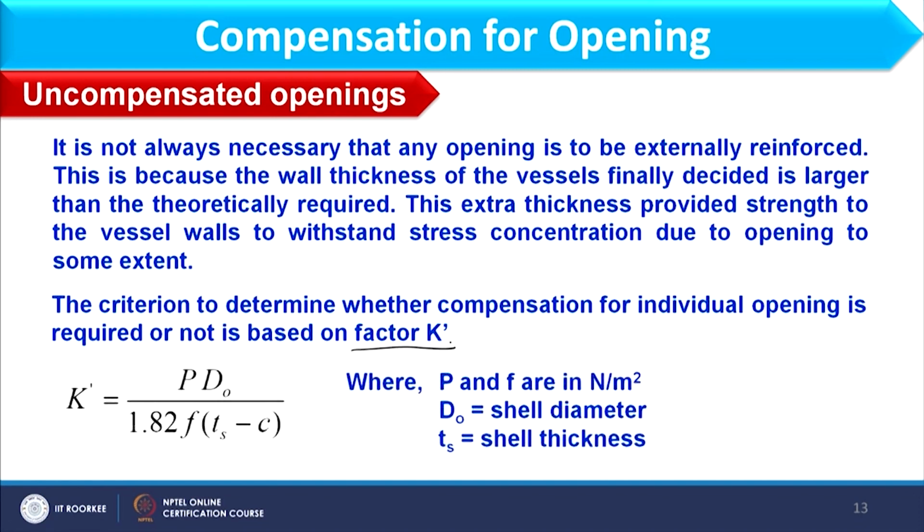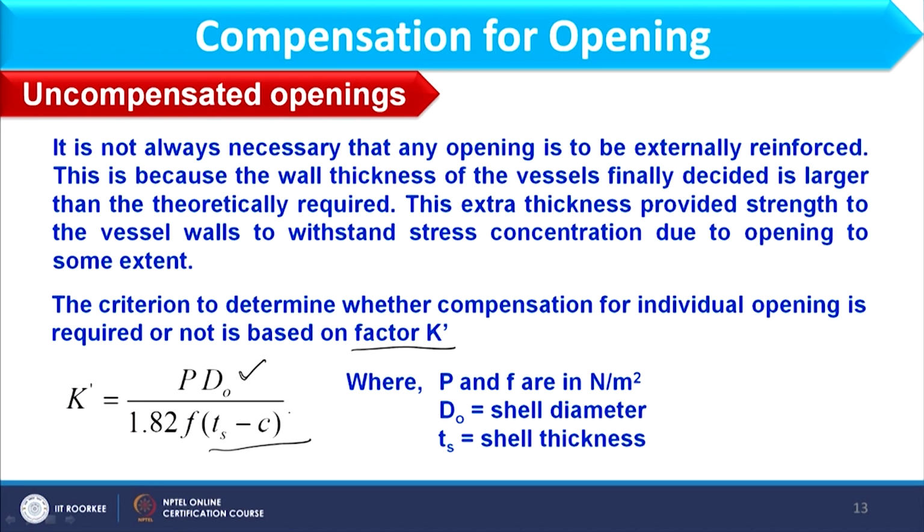K dash is defined by this expression: K dash is equal to P dO by 1.82 F (Ts minus C). P is the design pressure, F is the allowable stress, dO is the outer diameter of the shell or the part where I am preparing the opening, Ts is the standard thickness of the shell or that part, and C is the corrosion allowance.